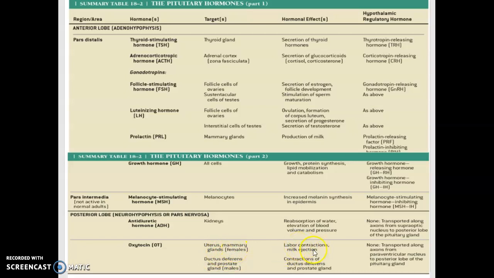One thing, it does help with milk ejection and labor contractions, but what I want you to remember is that they did not have regulatory hormones that caused them to be released. They were actually made in the hypothalamus itself.